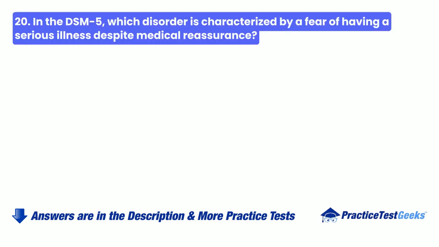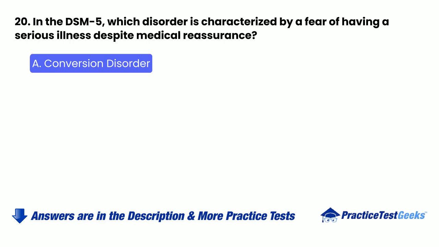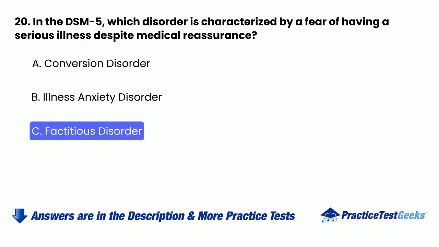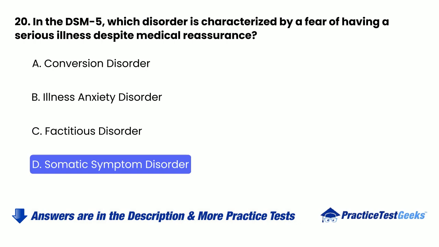20. In the DSM-5, which disorder is characterized by a fear of having a serious illness despite medical reassurance? A. Conversion disorder. B. Illness anxiety disorder. C. Factitious disorder. D. Somatic symptom disorder.